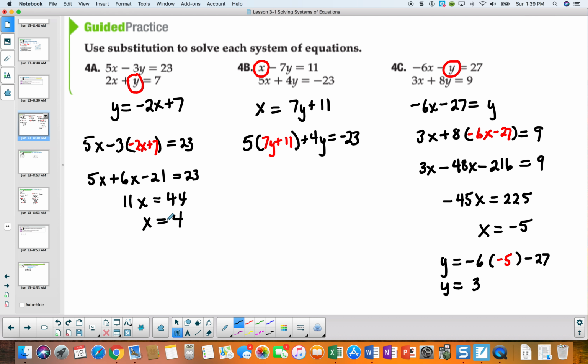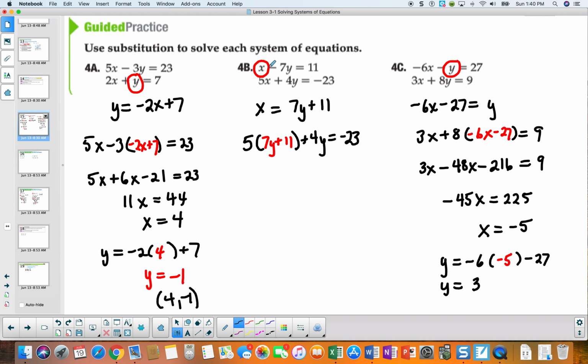Once I get x is equal to 4, I'm going to go back to this equation. y is equal to -2, and now I have a value for x, which I'm going to put in as 4, and therefore y is equal to -1. So the solution is going to be (4, -1). And again, you can check your work to make sure it fits on both of these.